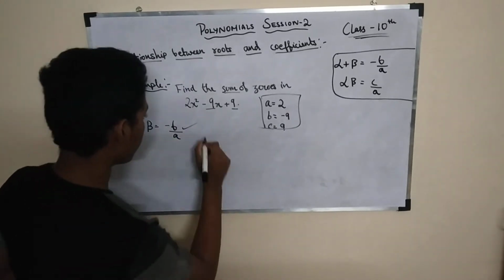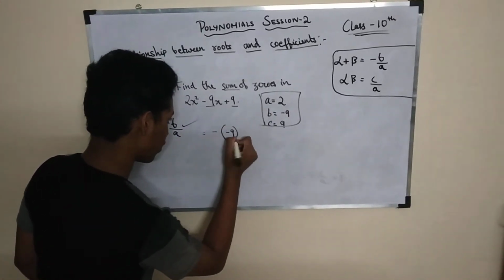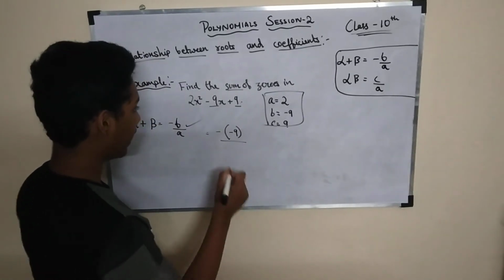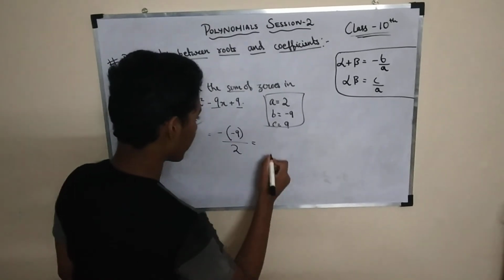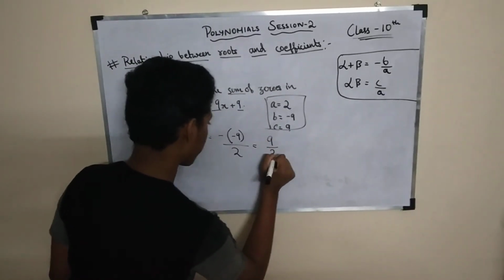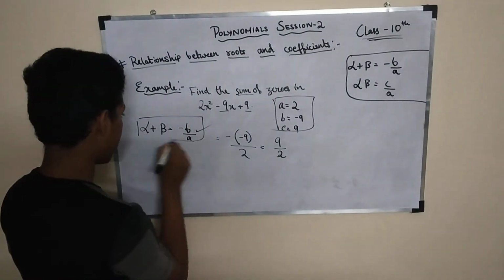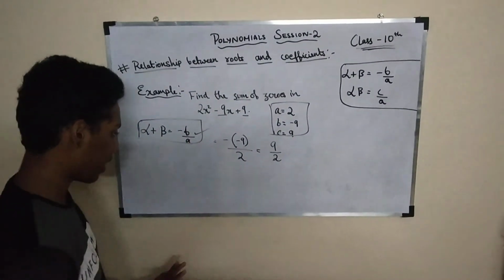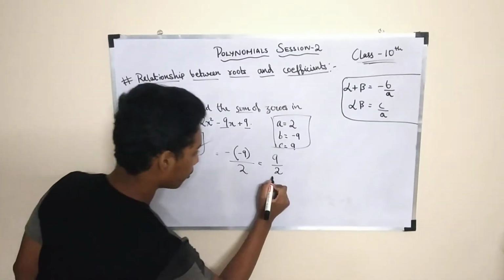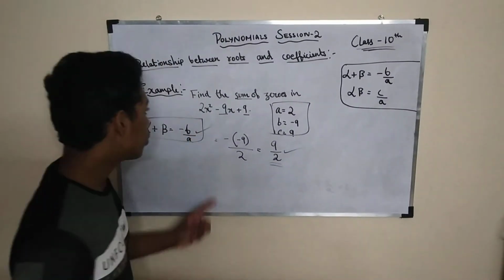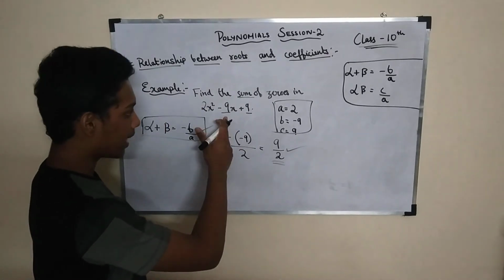Now minus B. What is minus B? Minus of B. B is minus 9. Minus of minus 9 by A. A is 2. So minus times minus will be plus. So plus 9 by 2 is the answer. See, so alpha plus beta is minus b by a. That's a formula that needs to be remembered. Okay, then substitute b value as well as a value. The result you will get is 9 by 2. So 9 by 2 is the sum of the zeros for 2x square minus 9x plus 9.